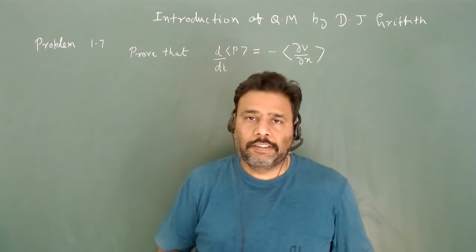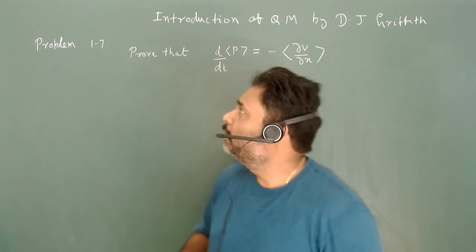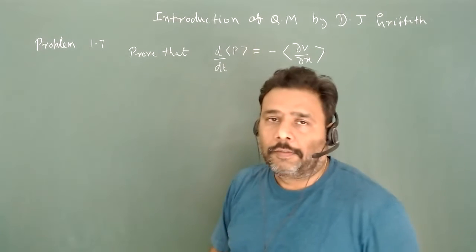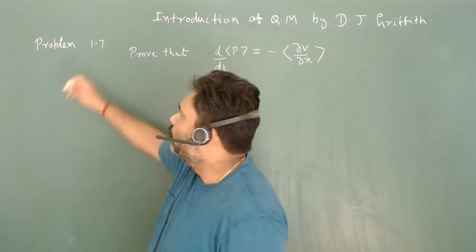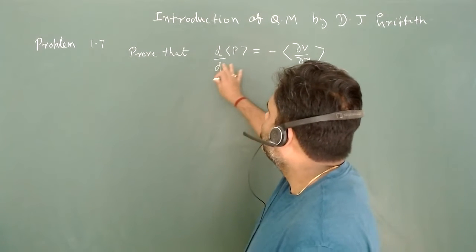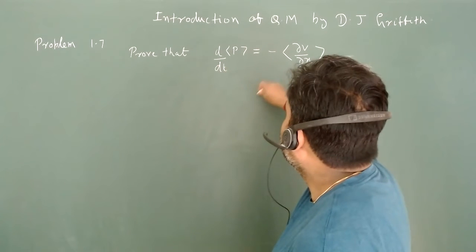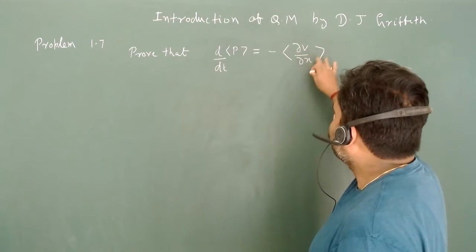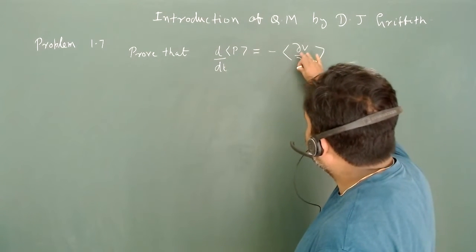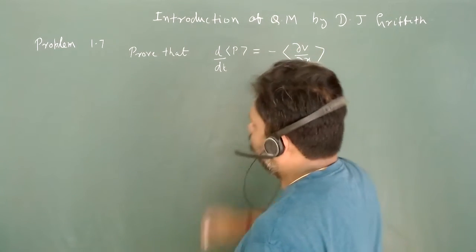Hello students, let's try to solve one problem from D.J. Griffiths. The book is Introduction to Quantum Mechanics and the problem is number 1.7. We have to prove that the time derivative of the expectation value of p is equal to minus the expectation value of the space derivative of the potential. Here p is momentum and V is potential.